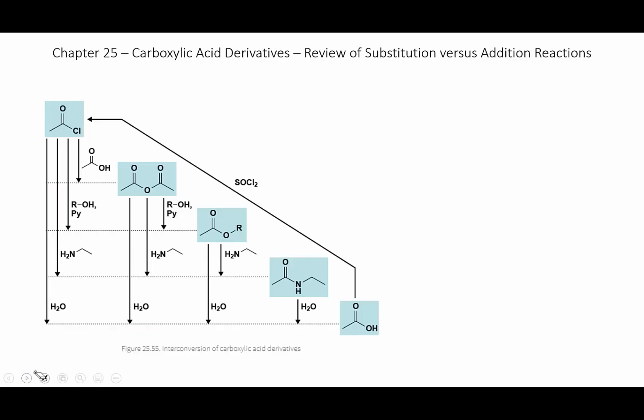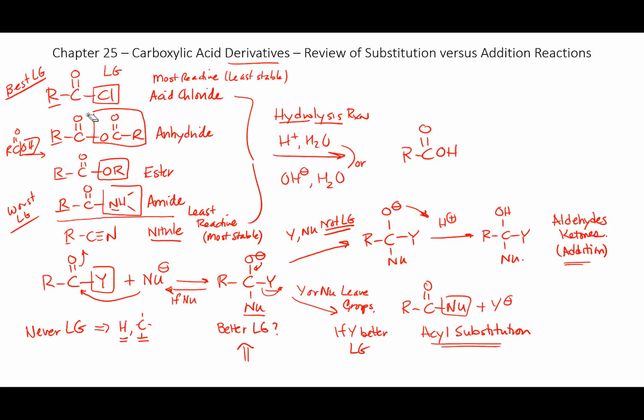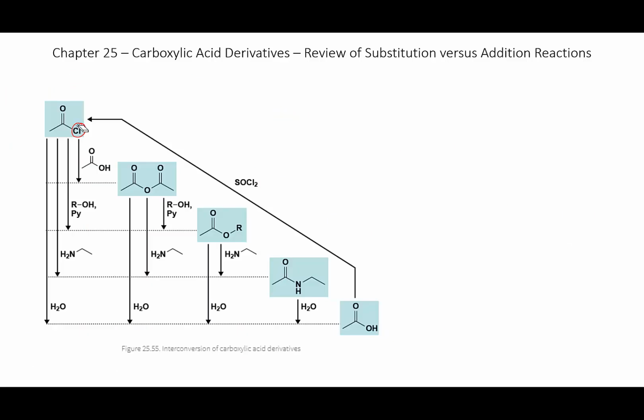Okay? All right, so here's that chart again. And what it shows us is that depending on the Y group, when I order them like this with the best leaving group at the top, what I can do is I can convert acid chlorides into all of the subsequent derivatives. Why? Because chloride's got the best leaving group. And so this is just another version of that chart.